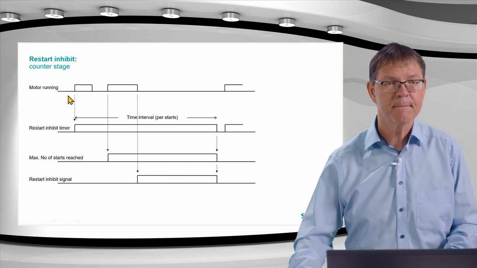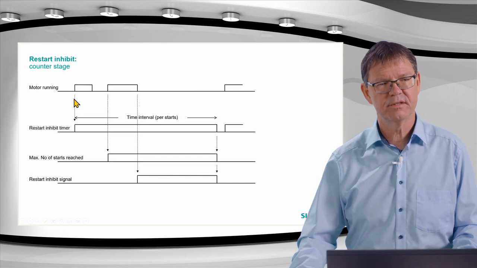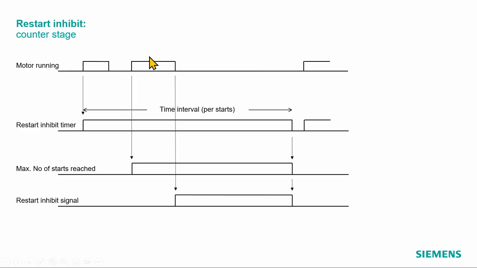Here's an example, or our example. Here's the motor running. Two times it's switched on and here it's switched off, and with the second shutdown of the motor this restart inhibit signal is activated and it runs until the end of this time interval. So this would be our 60 minutes here, and this is just the difference, and then here I have a new cycle, a new story begins.